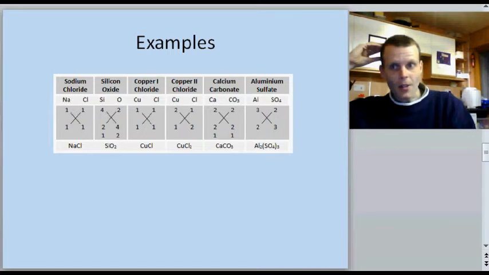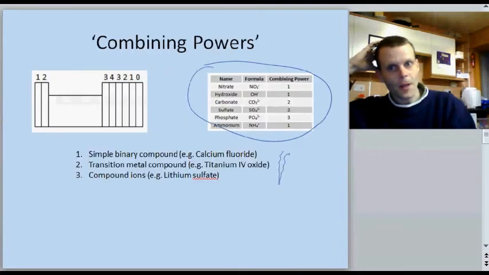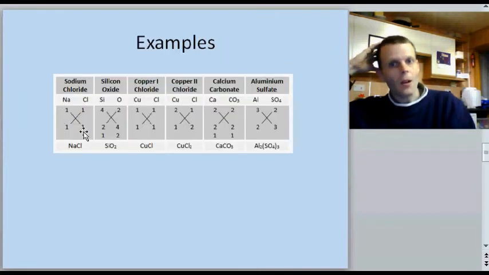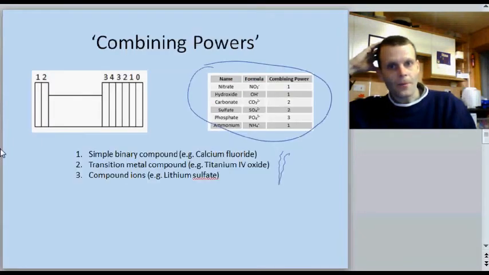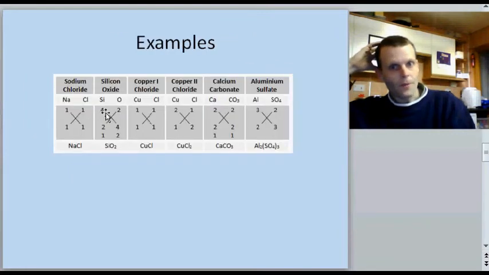So if we take sodium chloride, this is what we're working with. Sodium's in here, chlorine's in here, each have a combining power 1. We cross over those numbers and we end up with that formula. Silicon dioxide, well, silicon is here in group 4, oxygen's here underneath the 2 column, and so we write them underneath, cross them over, and then if we can cancel, if there's a common factor, we cancel them down and we end up with SiO2.